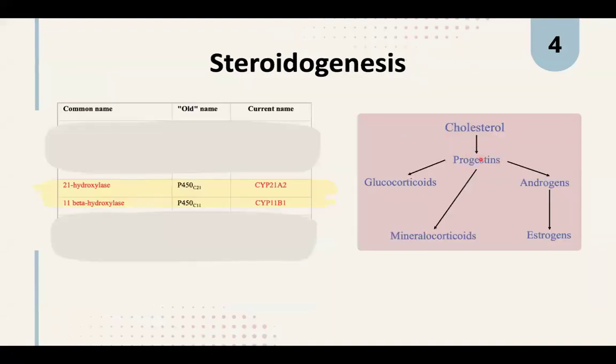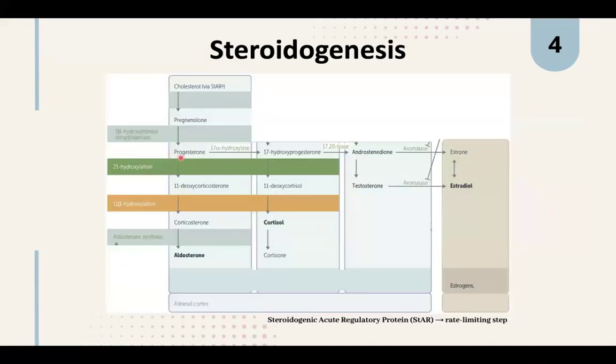So now we got our precursor from which we can make the other steroid hormones. Okay, so we're at this step, progesterone. Now, there are three main pathways for this progesterone to go. First one is it can be acted on by 17-alpha hydroxylase, which is another enzyme. This will convert it to 17-hydroxyprogesterone.